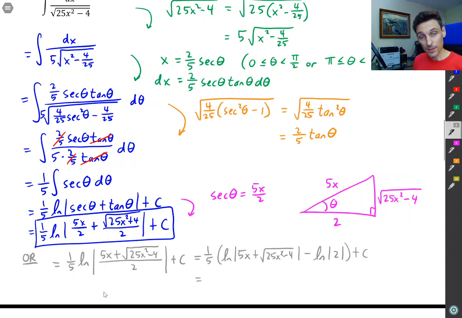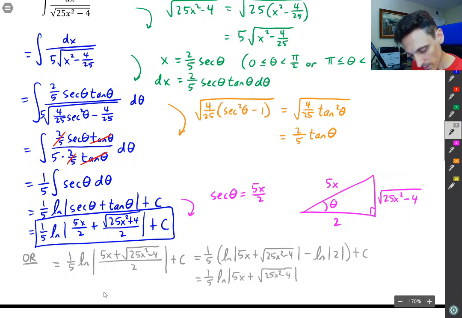And then what we could do is distribute the 1/5. So we have 1/5 times ln of the absolute value of 5x plus the square root of 25x squared minus 4. Close the absolute value bars, and we have minus 1/5 ln 2, the absolute values don't really do anything there, plus c. And now here's where the book is going to get rid of the 2. This is where the 2 disappears.